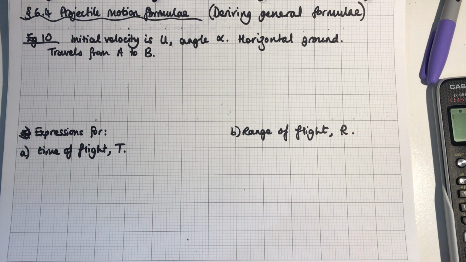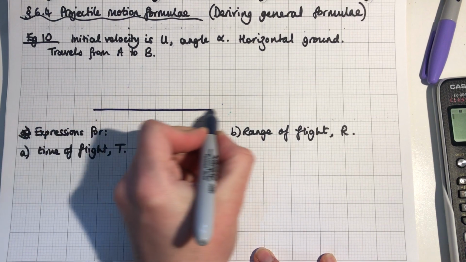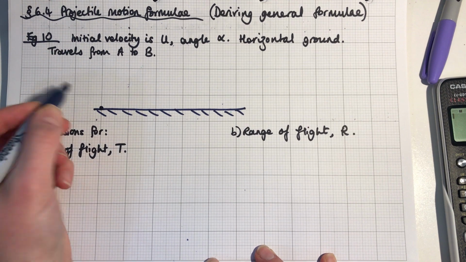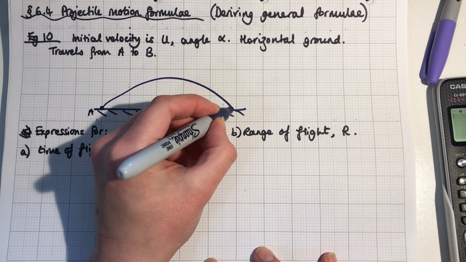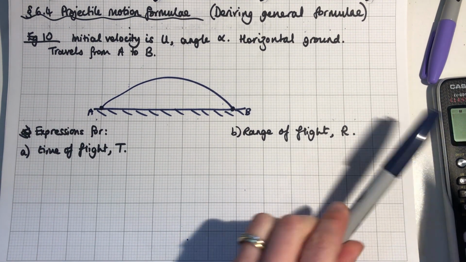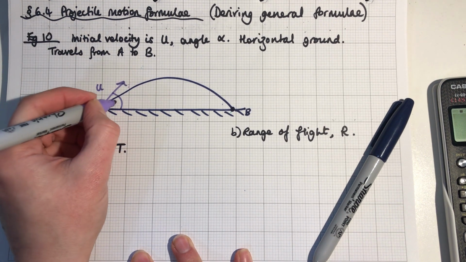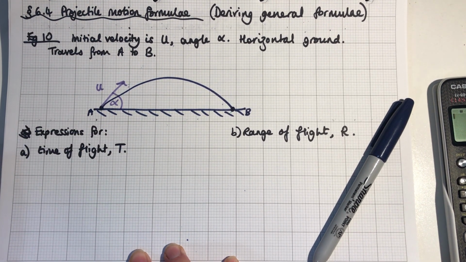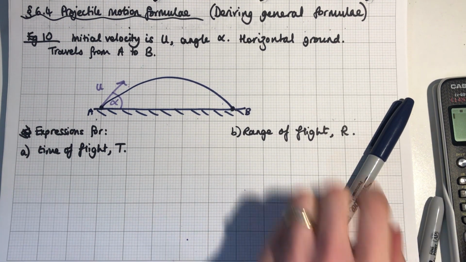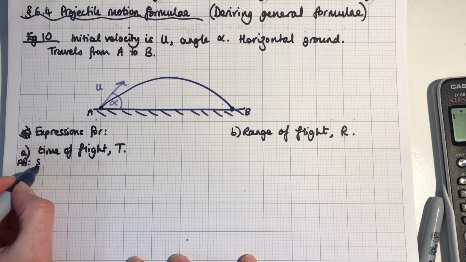So let's take, for our first example, completely standard projectile motion, starting from a point A on a plane and ending at a point B on the same horizontal plane. So to be really general, we're going to call our initial velocity u. We're going to say it goes at an angle alpha to the horizontal. And we're going to first of all find an expression for the time of flight, which we're calling capital T. So from A to B, we'll set up our suvat.